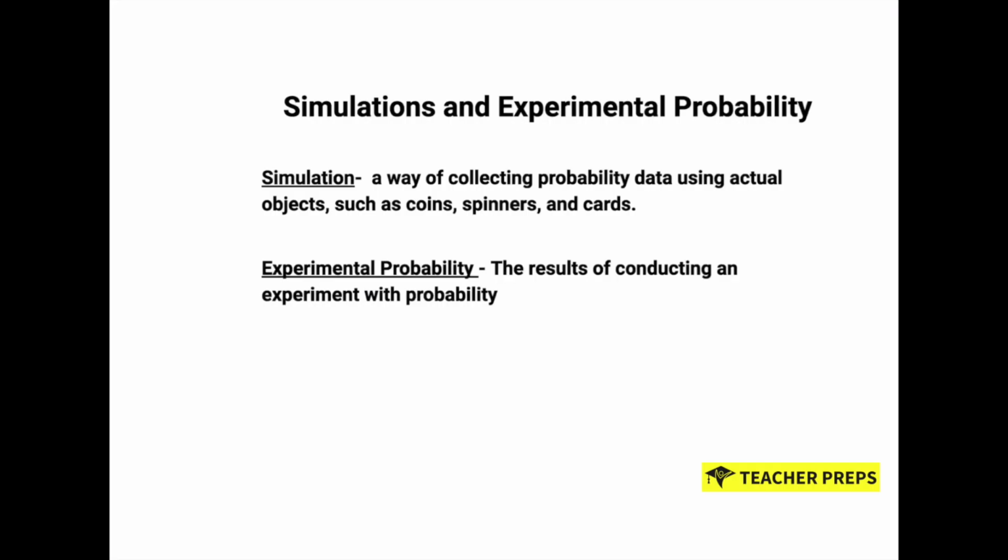In this video, we're going to talk about simulations and experimental probability. A simulation is a way of collecting probability data using actual objects such as coins, spinners, and cards. What this means is you might flip a coin 50 times to see if you truly get tails half of the time. Experimental probability is the results of conducting an experiment with probability.